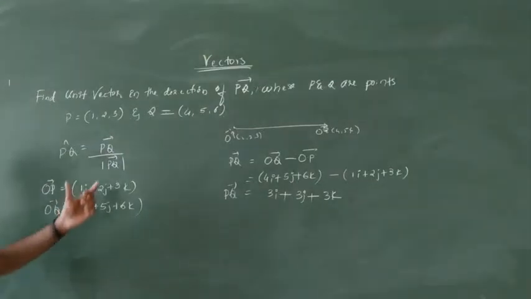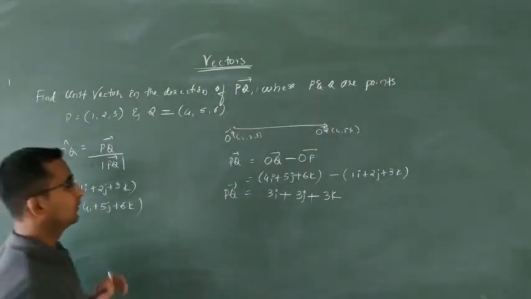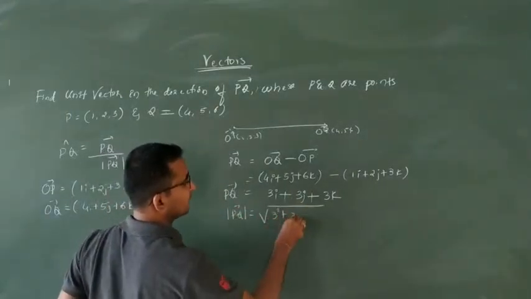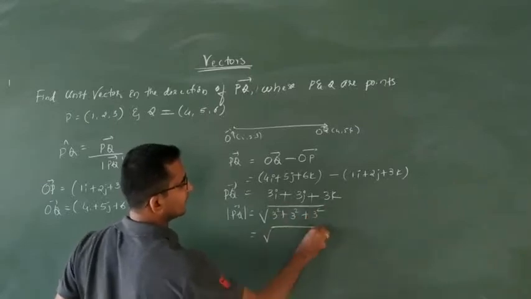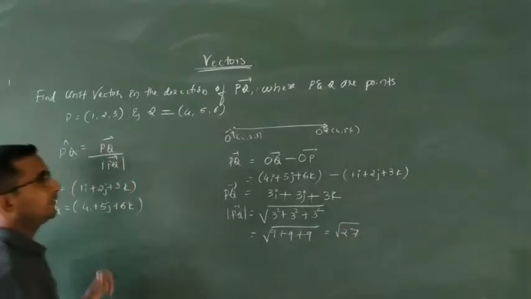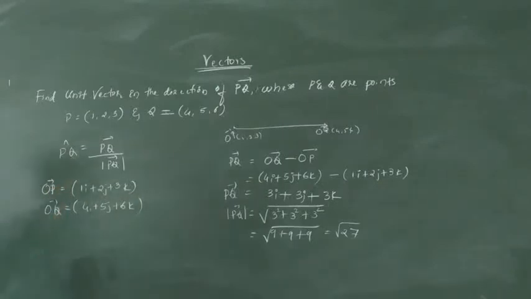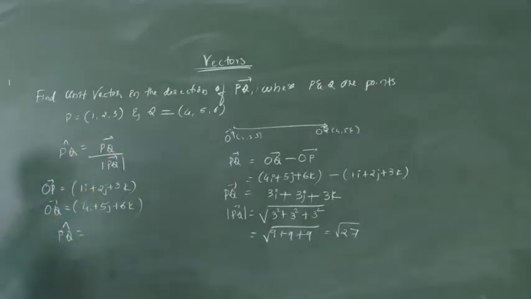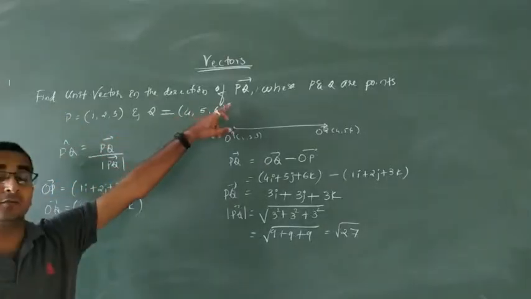Now the formula: modulus of vector PQ is the root of 3² + 3² + 3², that is the root of 9 + 9 + 9, that is root of 27. Now substituting into the formula, we get the unit vector PQ. So first, take the vector in terms of position vectors, and convert the position vectors in terms of the vector. That is the unit vector in the direction of vector PQ.